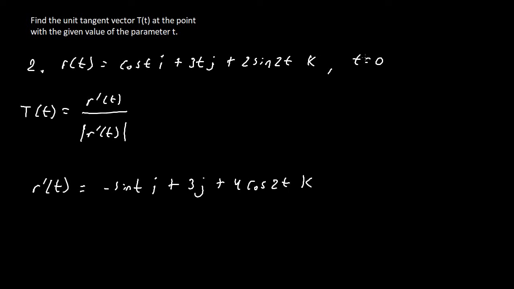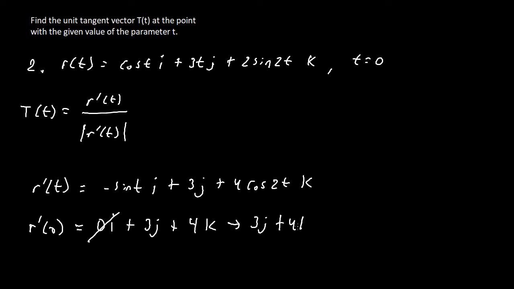And so now we need to find the derivative at the given value of t equals 0. So let's go ahead and find r prime of 0. So now the sine of 0 is obviously 0, so that's just going to be 0i. Now plus 3 times j, and then plus, now cosine, well 2 times 0 is 0, cosine of 0 is 1, and 1 times 4 gives us 4k. So that will leave us with 3j plus 4k. And so that is going to be the r prime of t. So we get 3j plus 4k on the numerator.